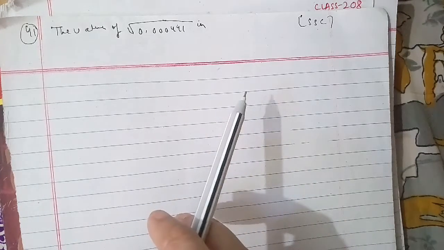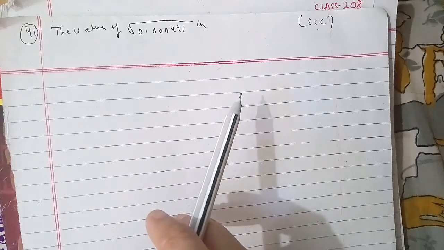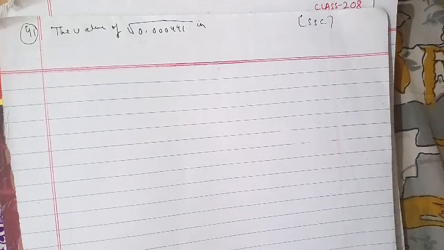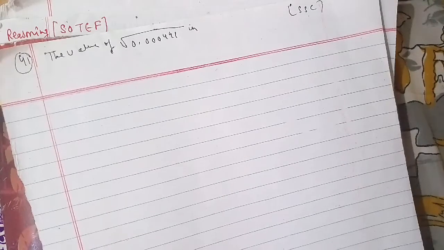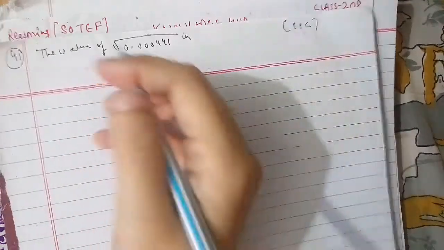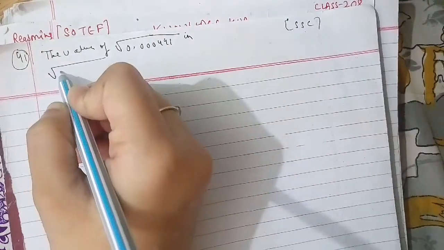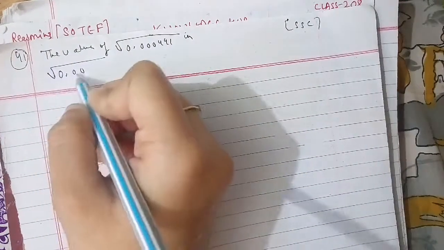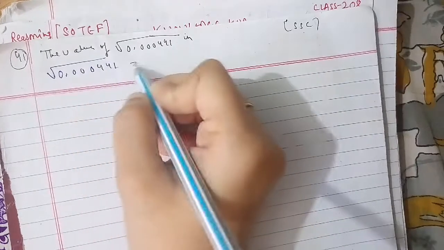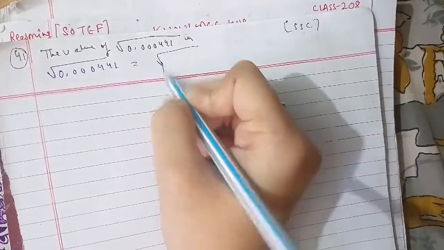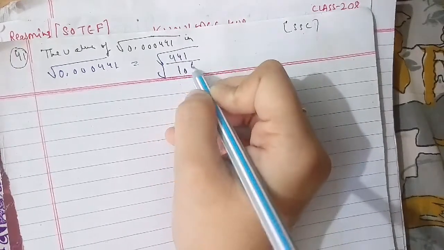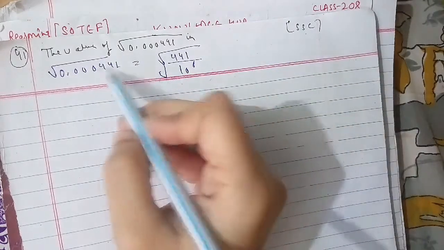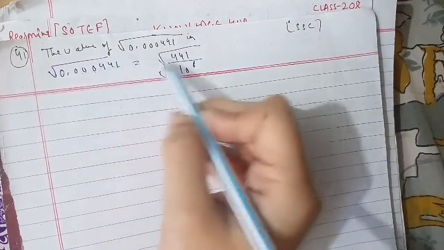0.00441 is equal to under root of the whole, we'll take it as 441 upon 10 to the power 6. That is, we have 1 2 3 4 5 6 zeros, so we'll just remove it out. 10 to the power 6 will give us under root 441 upon under root 10 to the power 6, which is equal to 21. The square root of 441 is 21, and the root of 10 to the power 6 is 10 to the power 3, so we will get 21 upon 1000, and that is 0.021. That will be the right answer for this question as well.